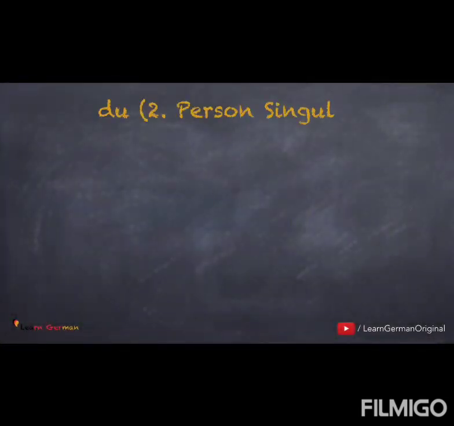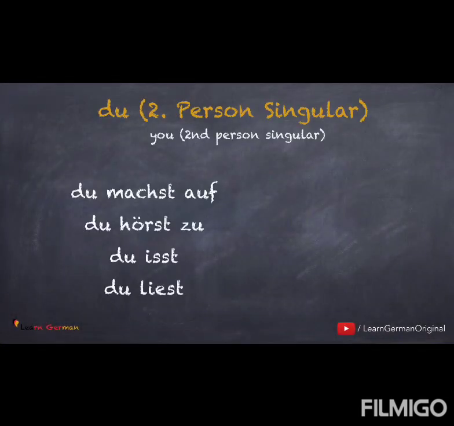Let's look at another set of verbs. Du machst auf, du hörst zu, du isst, du liest. The first 2 verbs are trennbare Verben. If you want to revise trennbare Verben, you can watch our video on the same. The link is given below.